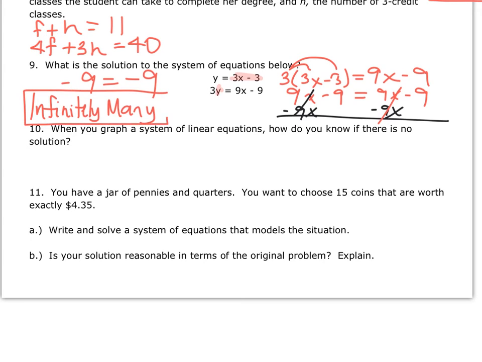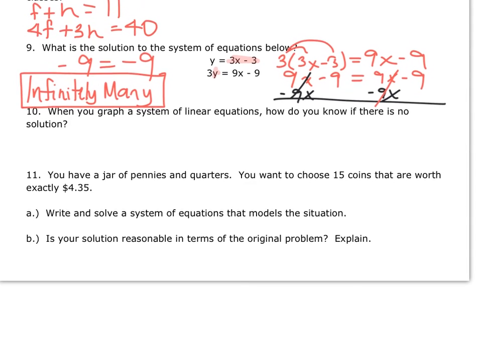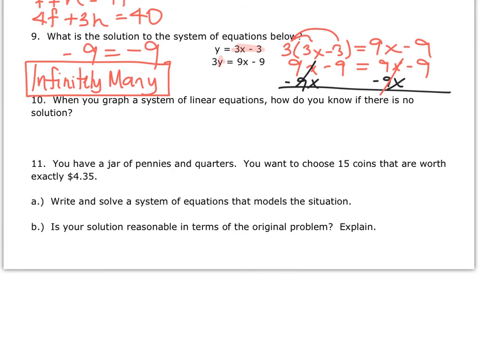So that means that those 2 lines, when I graph them, are going to look like what? Like one line. They would look like the same line. So that brings me to my next question. It says, if I graph a system of linear equations, how do I know that there's no solution? The lines don't touch if they're parallel. If the lines don't touch, they'll never have an intersection. They'll never have a solution.